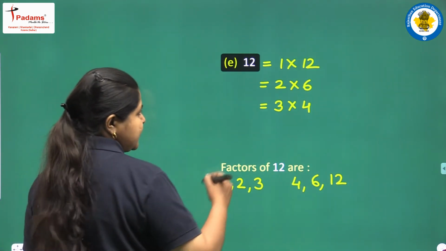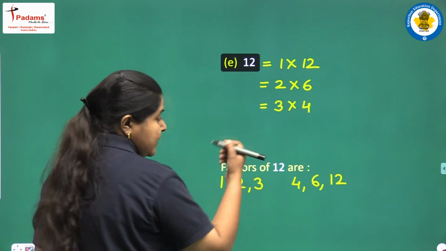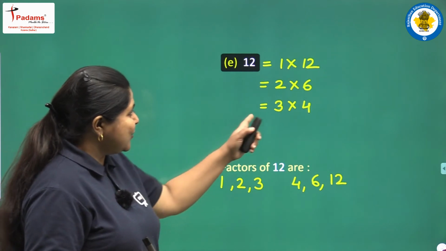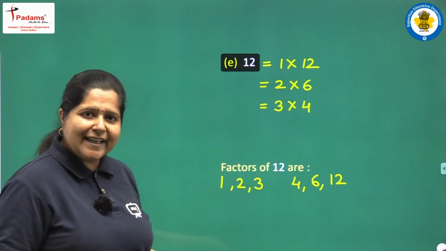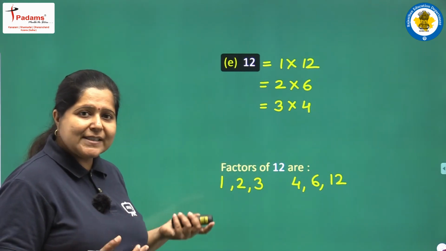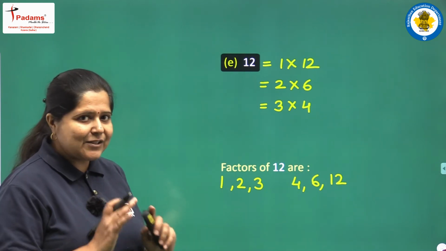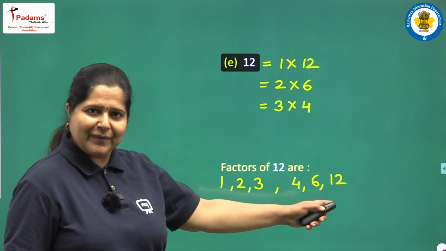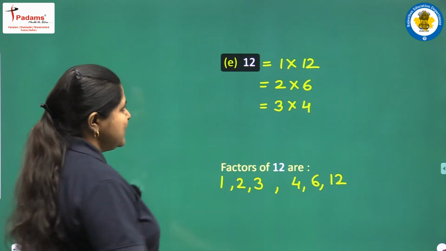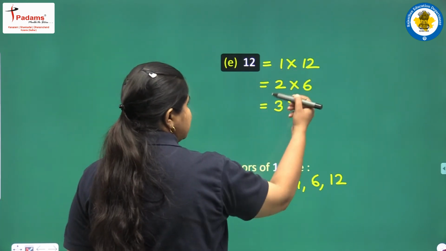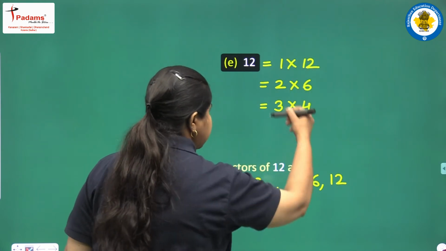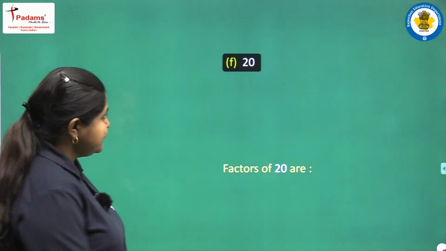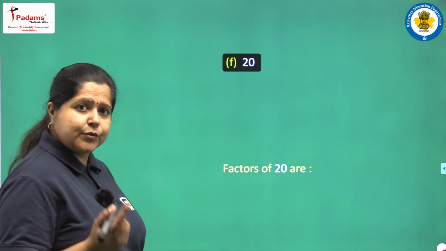Then we move on to the table of 4. 4 3s are 12. Yes, but now you can see 3 and 4 we have already taken. So here the numbers have started repeating, and we will stop here, and these are the only factors of 12. Clear to you? We will be taking in this pattern 1, 2, 3, 4, 6, 12, taking in the U shape.